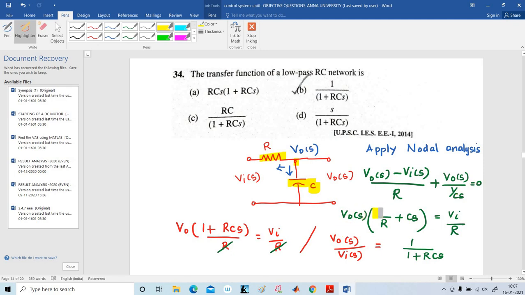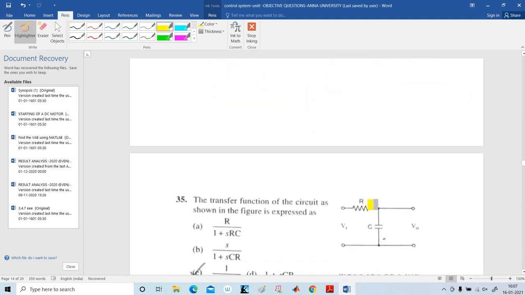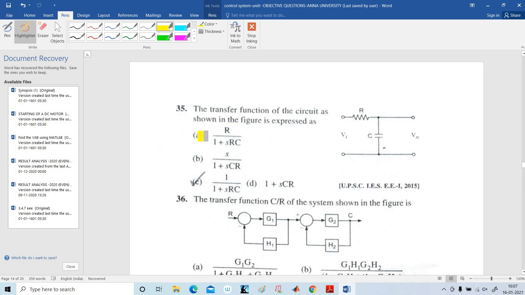So V0 of S, take it outside, (1 by R plus Cs) equal to VI by R. Then V0, take the LCM here, V0 of (1 plus RCs) divided by R equal to VI by R. Both the R's get cancelled. V0 of S divided by VI of S is 1 by (1 plus RCs). And next problem, the transfer function of the circuit shown in the figure. That is also a low pass filter. The formula is 1 by (1 plus SRC).